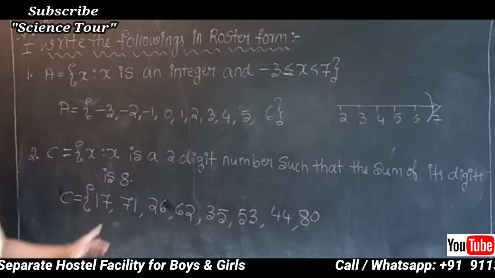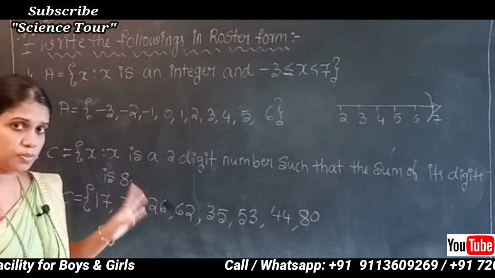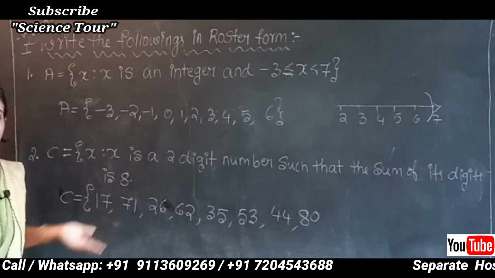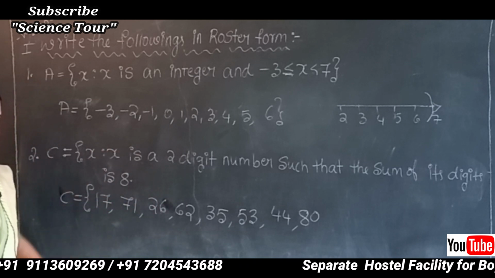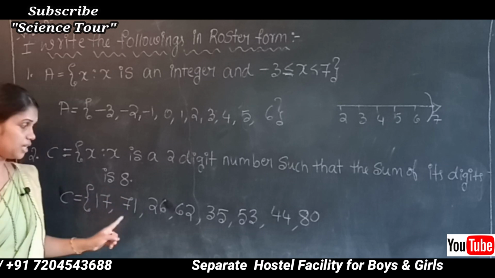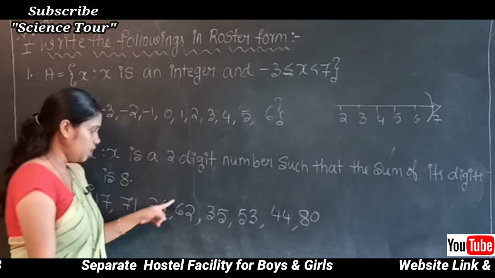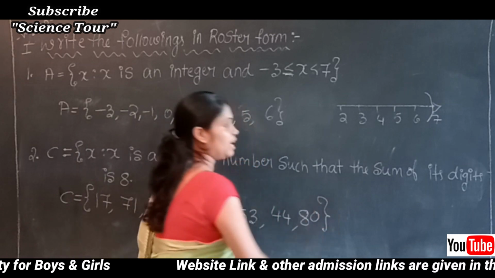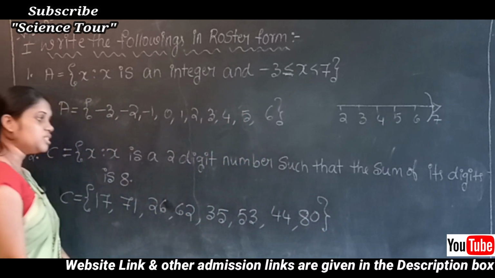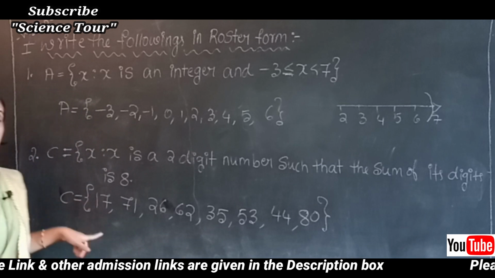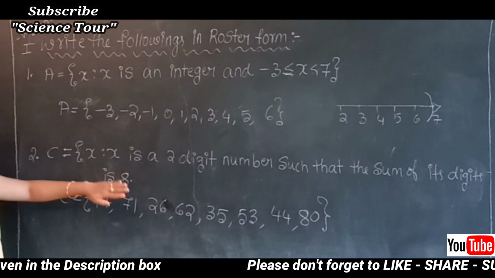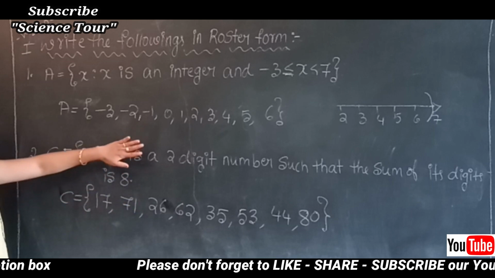2-digit number in such a way that the sum of those 2 digits must be equal to 8? Can you find any other numbers? No, isn't it? So therefore, how many numbers are there? 1, 2, 3, 4, 5, 6, 7, 8. Okay, so totally there are 8 2-digit numbers such that the sum of its digits equals 8. So this is a roster form of this given set.